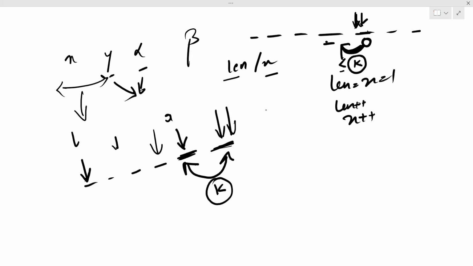I'm adding one more problem to my selection, and the answer is going to be the maximum of answer, comma, x, right? So first of all, is this clear? Yes, no, anything?